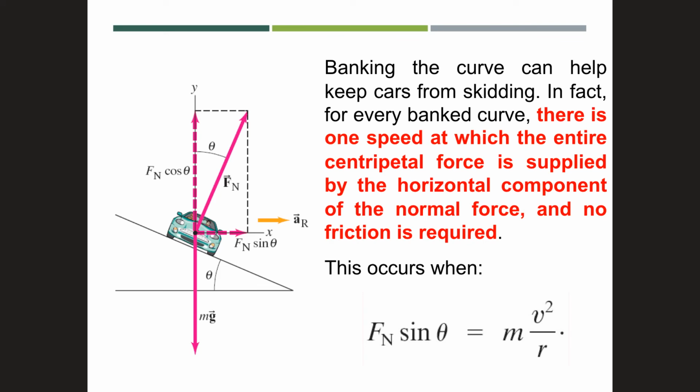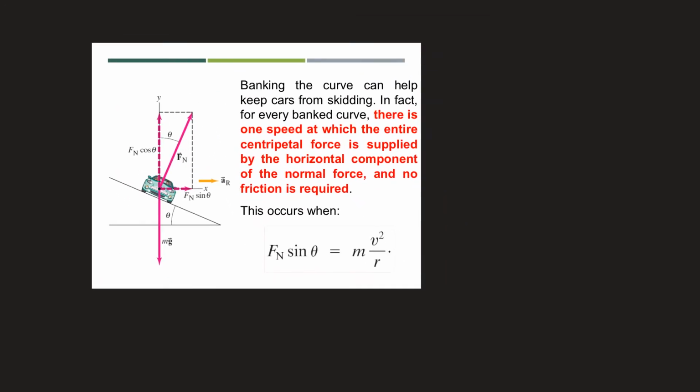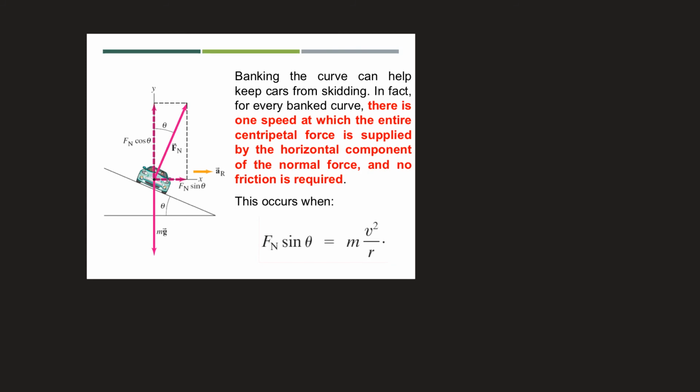Next we are going to talk about banked track. For the flat curve, the force responsible for your centripetal force is the frictional force. When it comes to the banked track, the people who build it are going to build it without friction. It means that we are going to have one speed which we call the design speed.